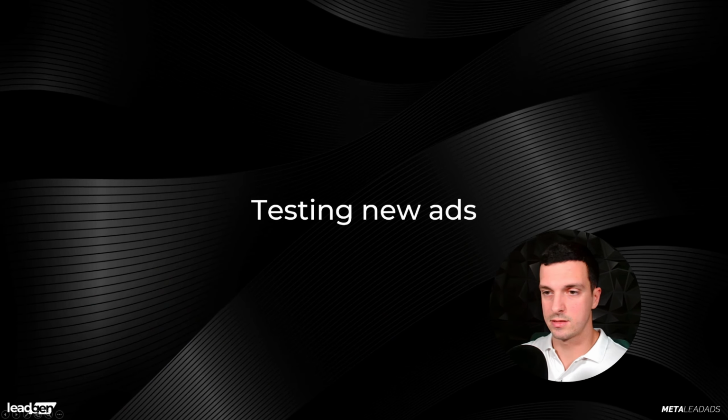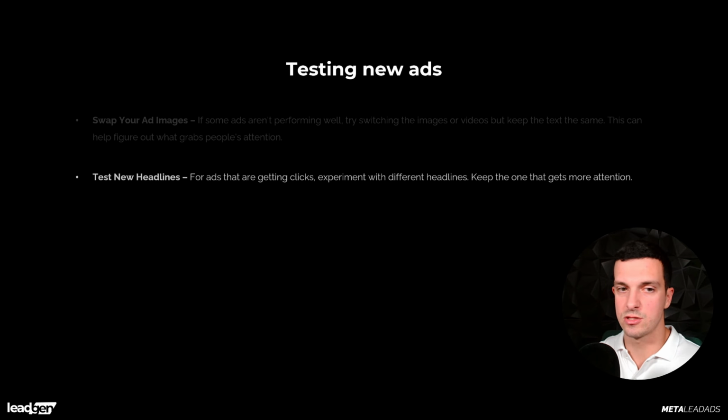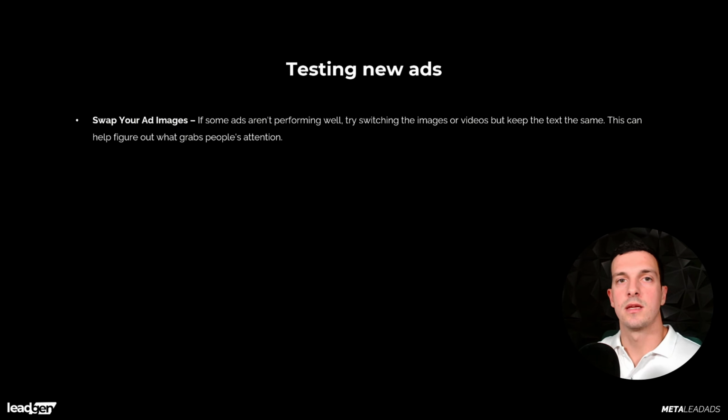Testing new ads. Swap your ad images. If some ads aren't performing well, try switching the images or videos but keep the text the same. This can help figure out what grabs people's attention. So basically, as I said before, you want first to test out some other creatives and some images and videos. I'm gonna show you how to do it. You just duplicate the ad, change it as we've done it before, and test it out.